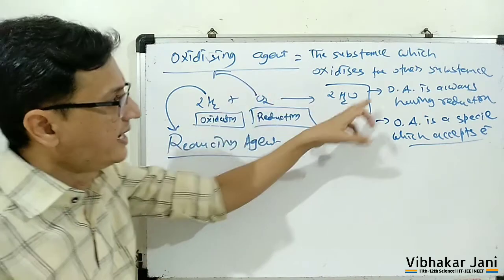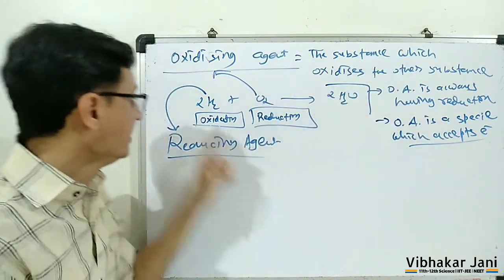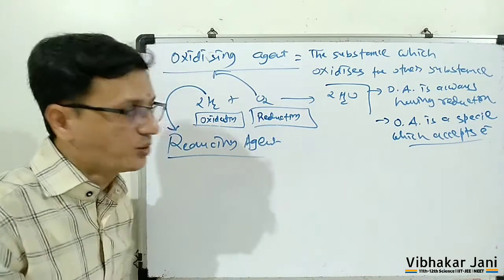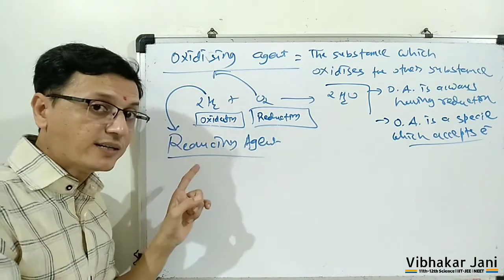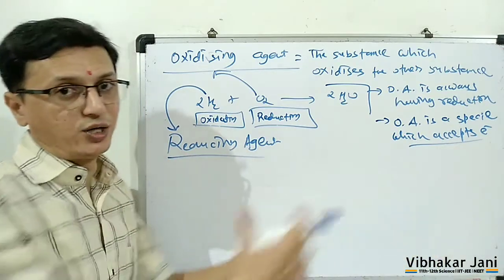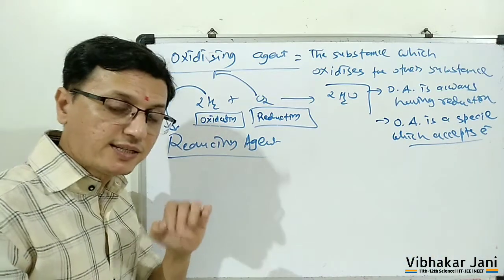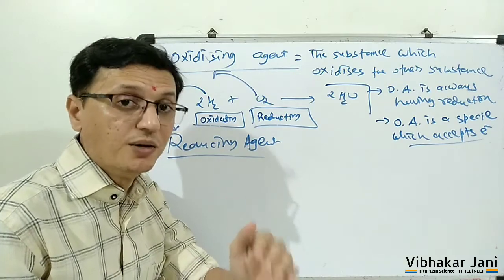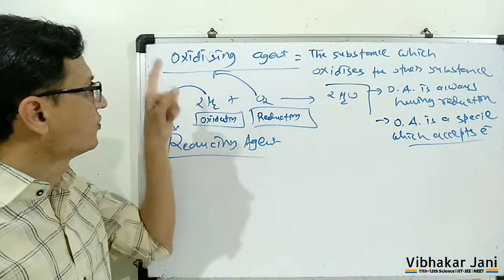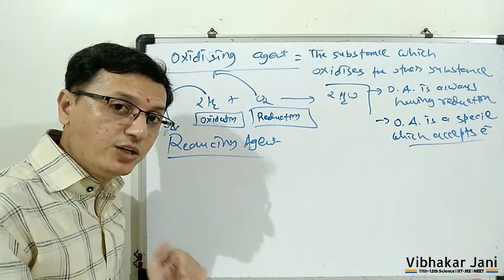So oxidizing agent is always having reduction, reducing agent is always having oxidation. Reducing agent is a species which donates electron. So these are the definitions of oxidizing agent as well as reducing agent.